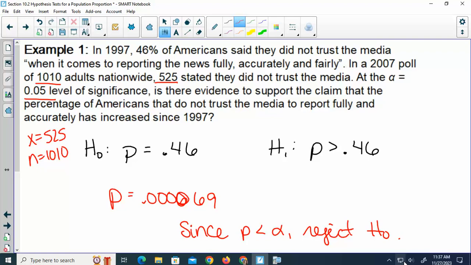Are there questions on that one? What was the alpha? The alpha is given in the problem was 0.05. That is like our level of significance. So basically any probability smaller than that, we reject. Other questions?